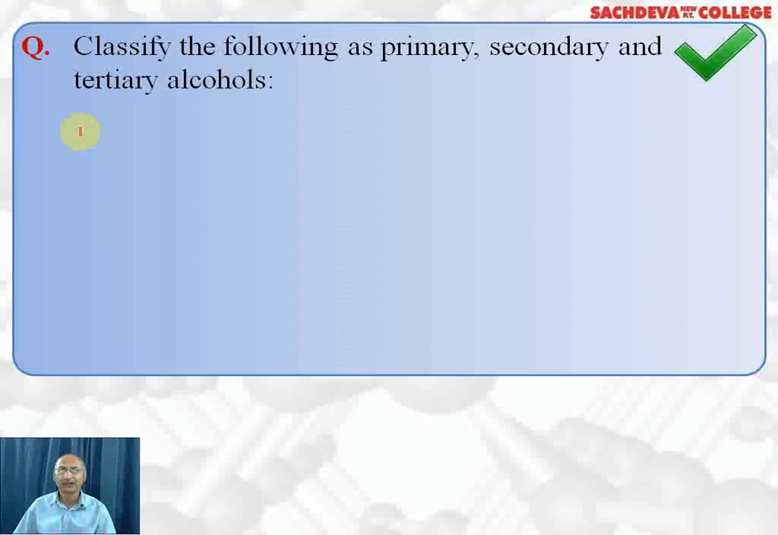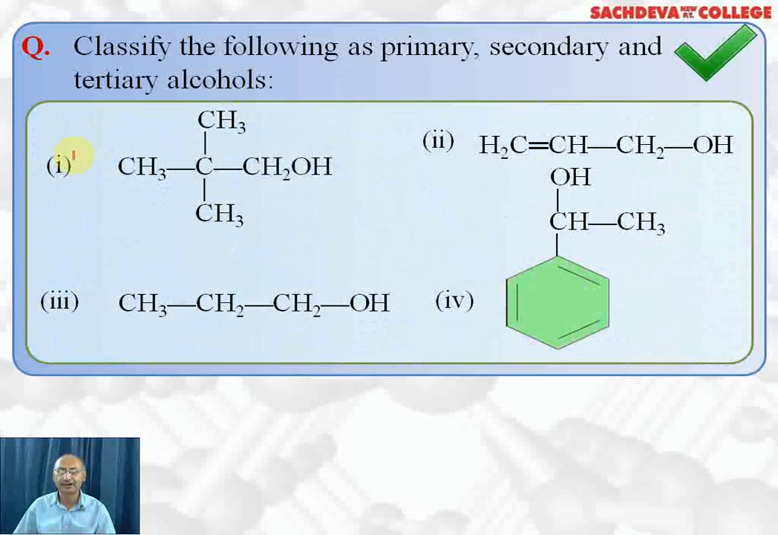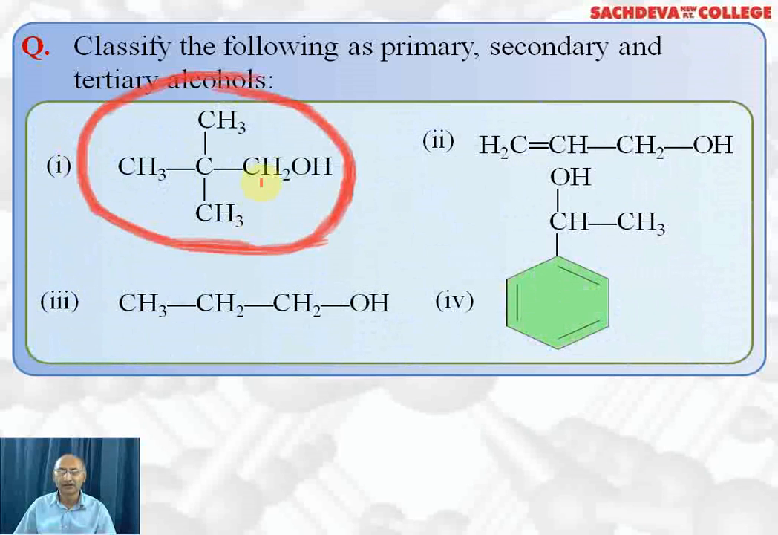Let's take up questions based on alcohols, phenols and ethers. First question: classify the following as primary, secondary and tertiary alcohol. Now the first one here, CH2OH. This OH is attached to a primary carbon, so this is a primary alcohol.